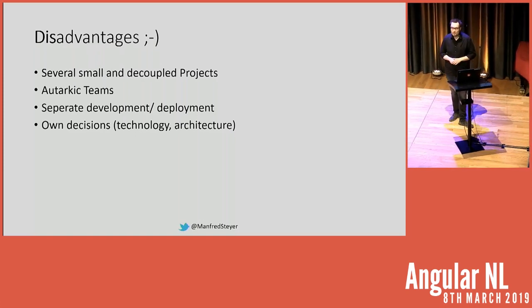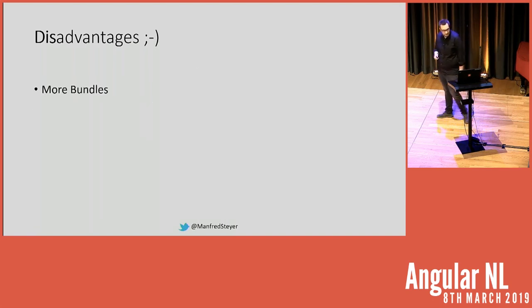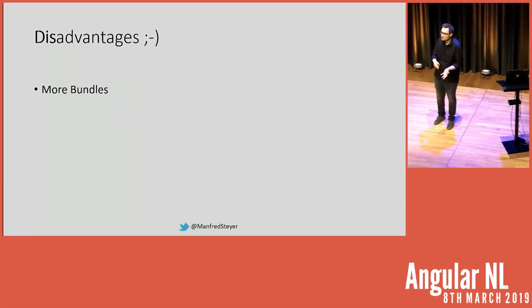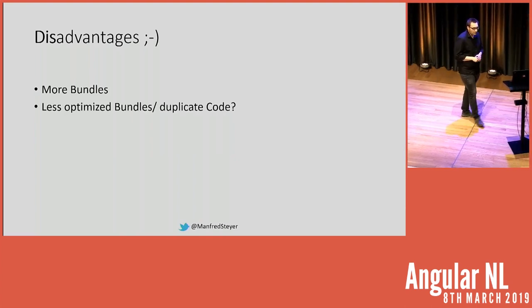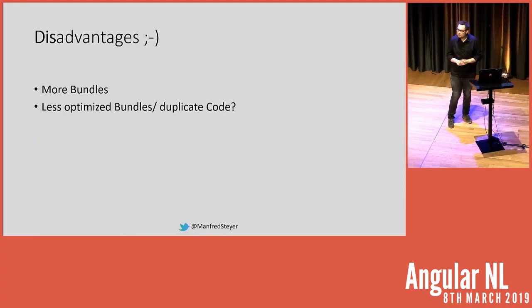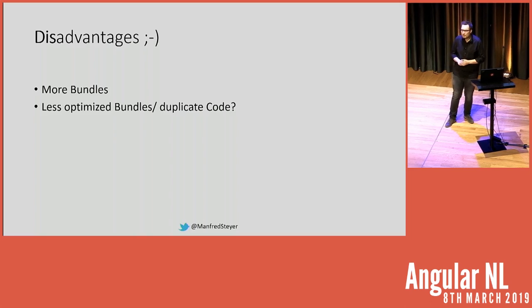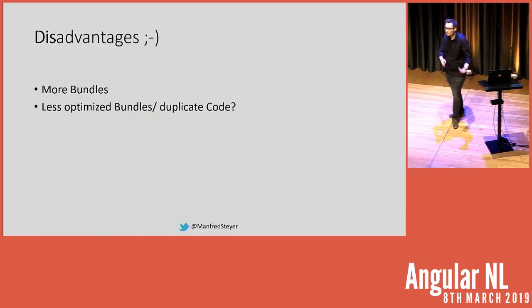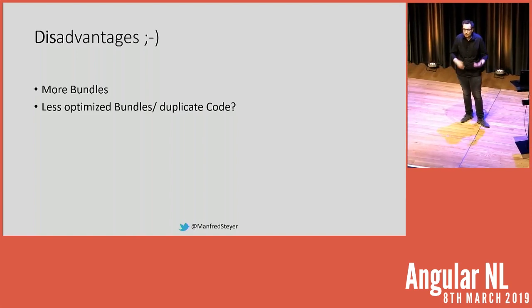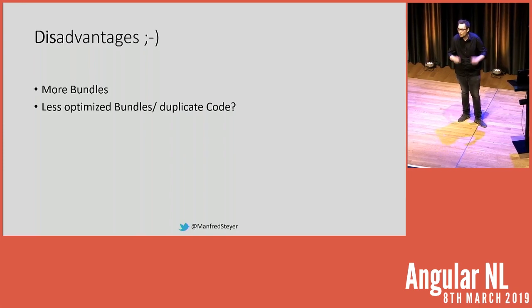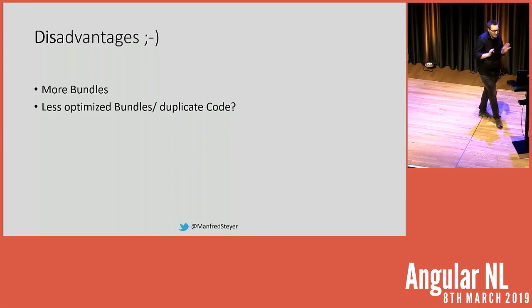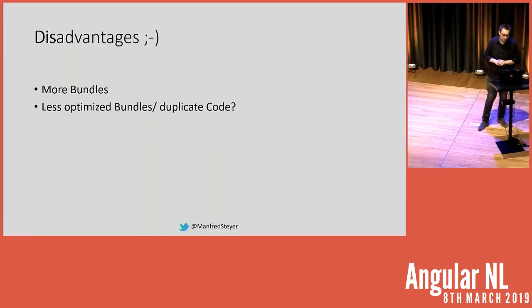And one more time, this is also what the disadvantages are of this architectural style. Because when you have all those things, that also means you have more bundles. Each of those micro apps come with their own bundles. And this also means that you have less optimized bundles and duplicated code. Because each of the Angular micro apps will contain Angular, and each of them will contain Rx.js, and some of them may contain their own copy of Redux and NGRX. So that means it is not as optimized as before anymore.